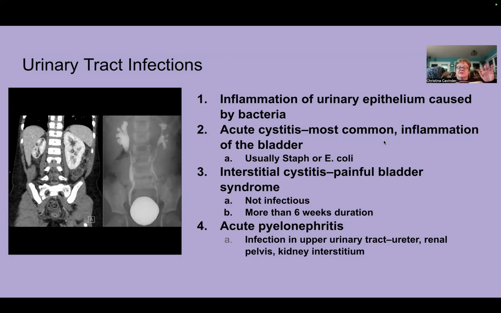Staph kind of likes darkness. It always seems like it's in the creases of your body because it lives on the surface of the skin and it likes warmth. That's why you get staph infections in creases. So it's the same thing here. That might be creeping up the urethra, or E. coli.